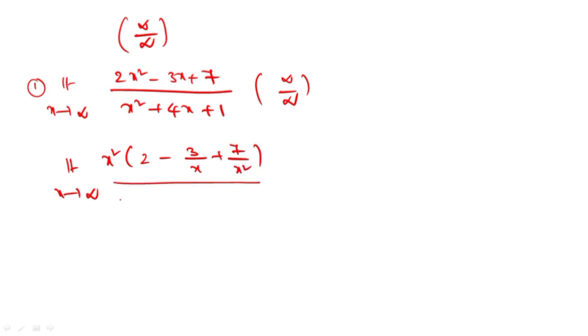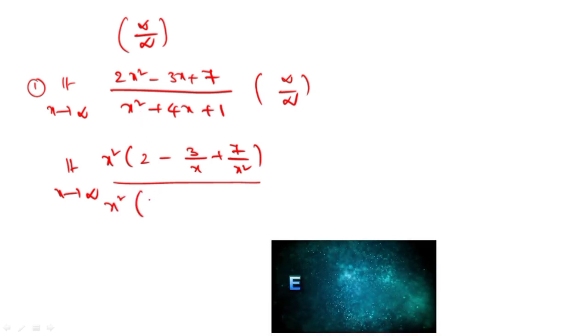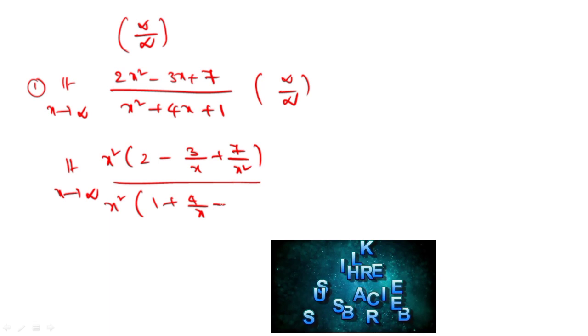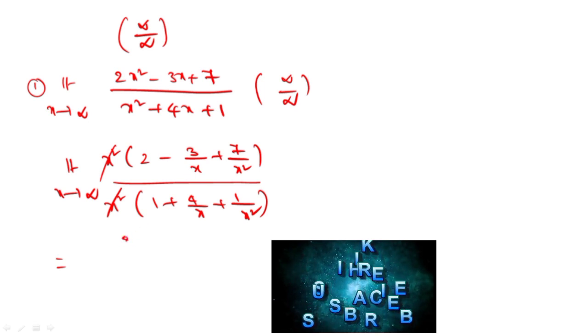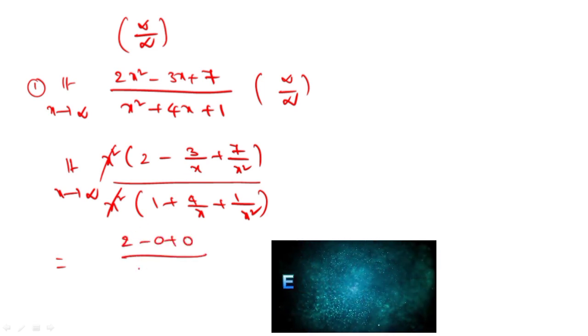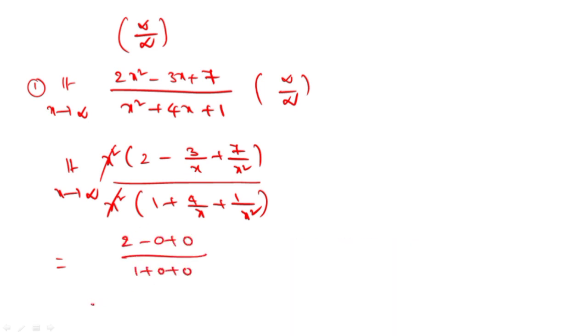Or you can apply L'Hopital rule also, that also will solve, don't worry. So here I take x square as common in the numerator and denominator, 1 plus 4 by x plus 1 by x square. Now x square gets cancelled. Now I substitute infinity here, 2 minus 0 plus 0 by 1 plus 0 plus 0. This will be 2.